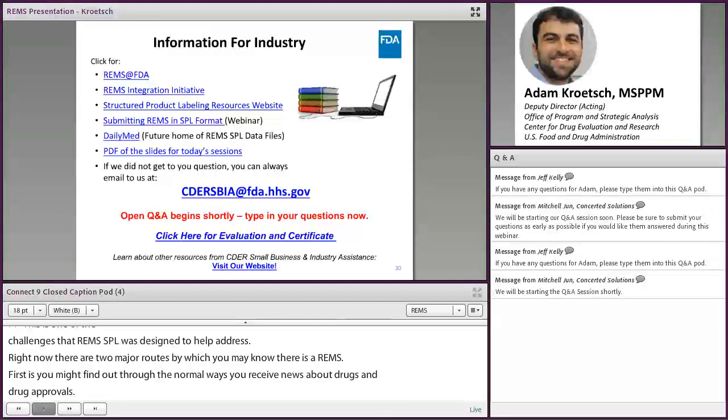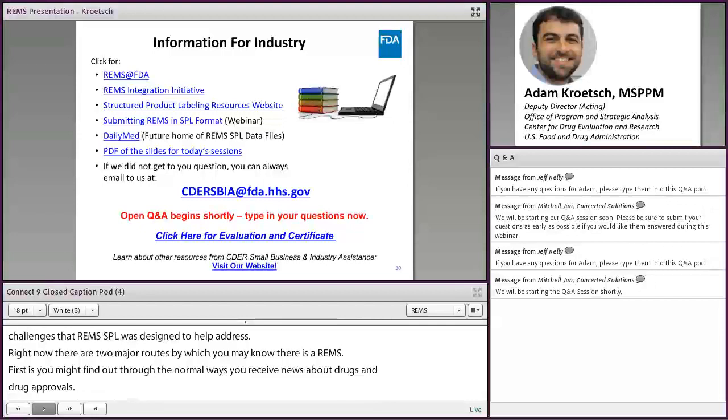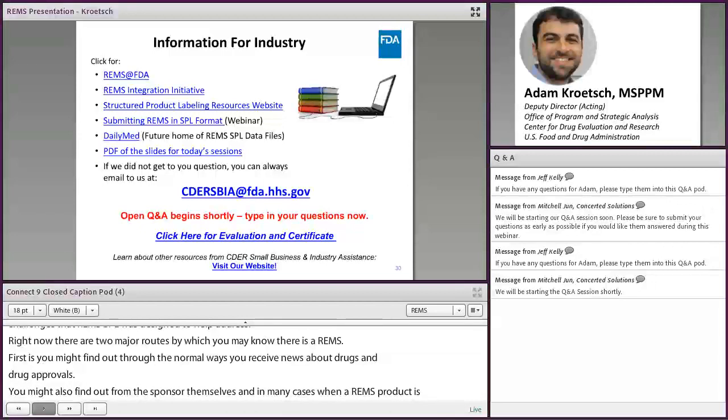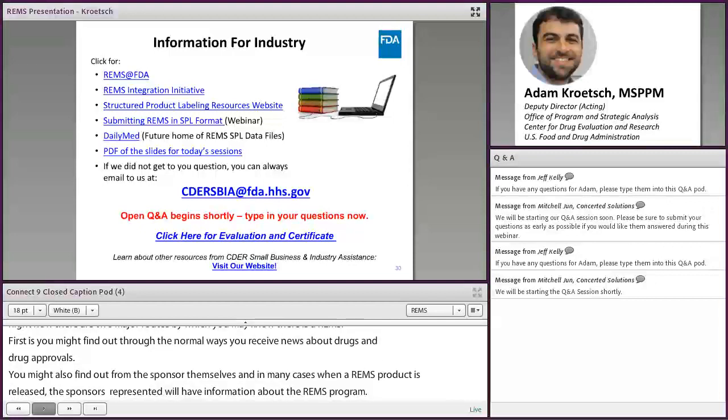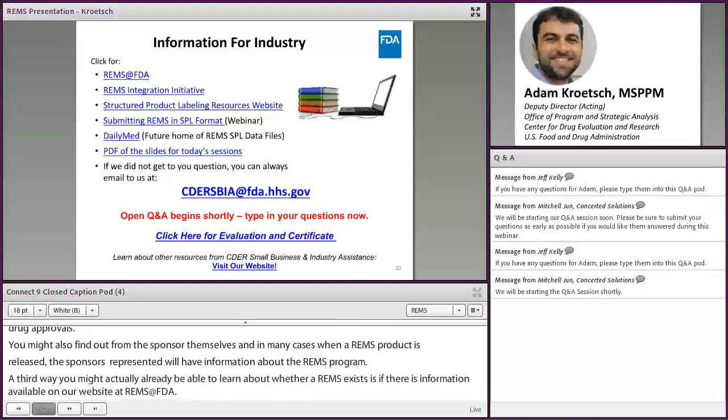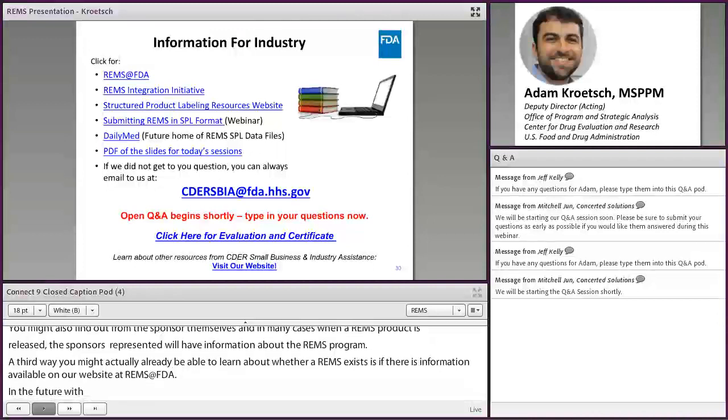And then a third way that you actually might already be able to learn about whether a REMS exists is if there is information available. There will be information available on our website, REMS at FDA. But in the future, with REMS SPL available, we expect that information will more and more be available from within your electronic health records, from within your pharmacy system, from within your smartphone applications, or any other tool that you're using to look up drug information. And that would be information that might be available regardless of whether or not your prescriber is required to be certified.